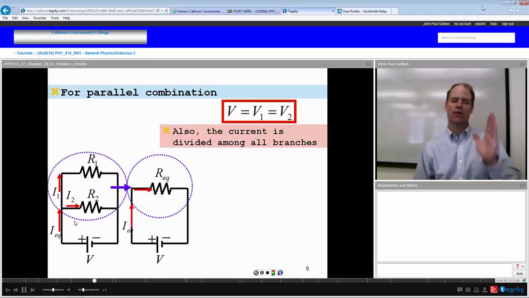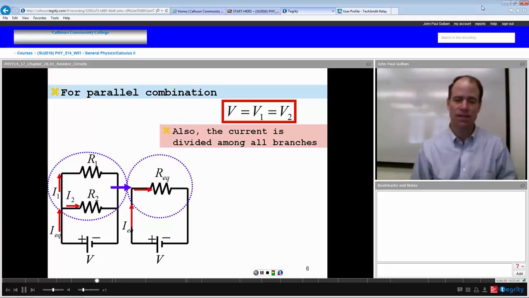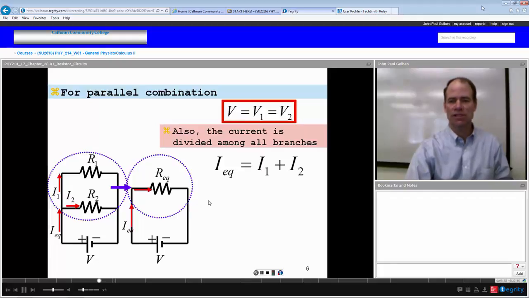So I equivalent is going to equal I1 plus I2. We have to have charge conservation. So whatever current flows into a junction must equal the current flowing out of that junction. That is still the same current flowing in our equivalent circuit, which is totally going through our equivalent. So we must have that I equivalent is equal to I1 plus I2.